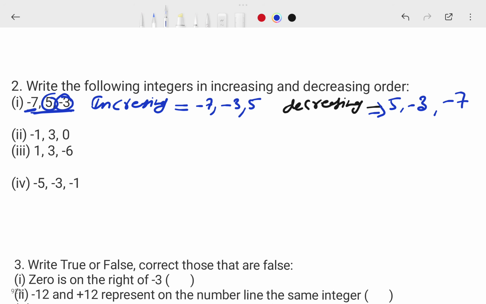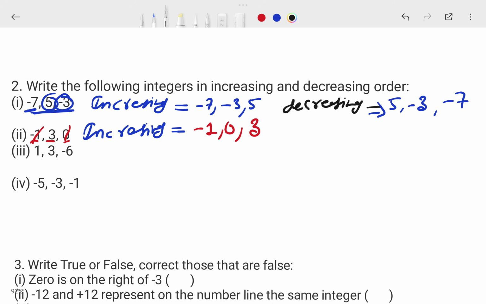Now let's talk about the increasing order again. Here we have minus 1, 3 and 0. How will we start? We will start from the smallest number. Among minus 1, 3 and 0, which is smaller? Minus 1 is smaller, because a negative number is always smaller. After that, 3 or 0, which is smaller? 0 is smaller. After the 0, write 3.